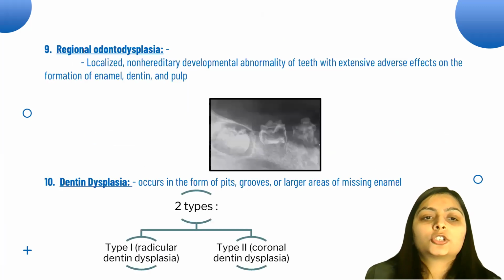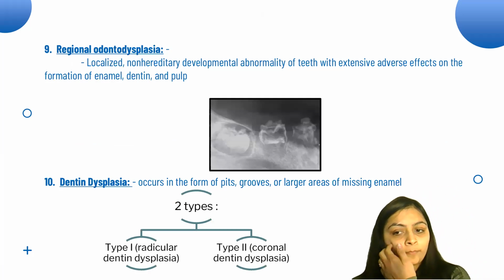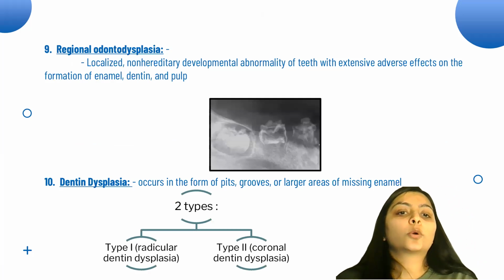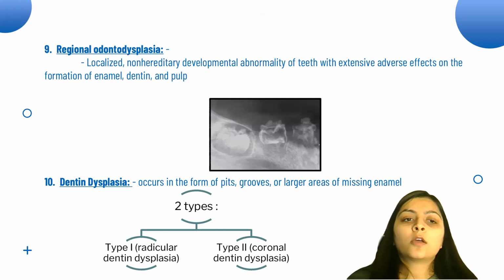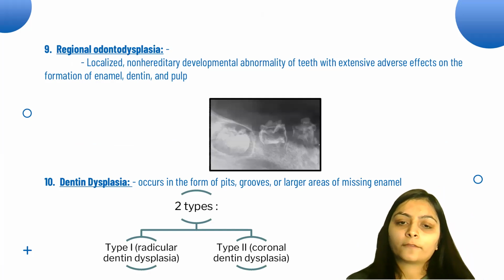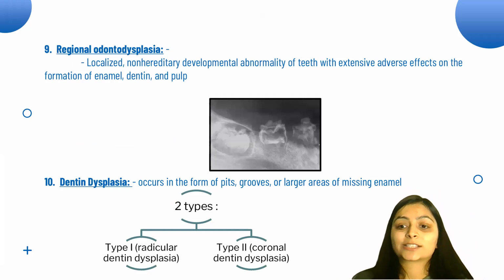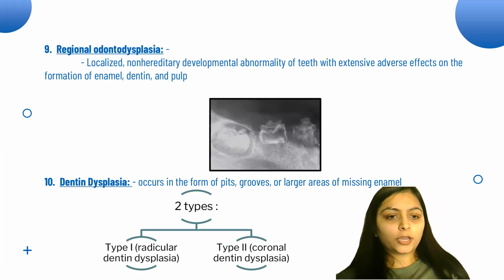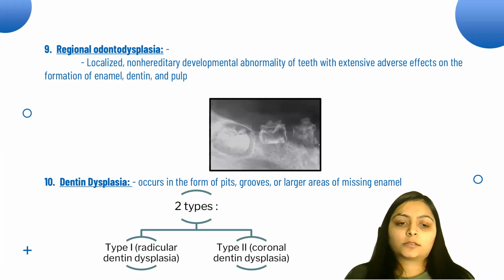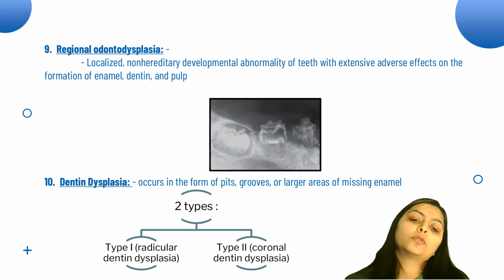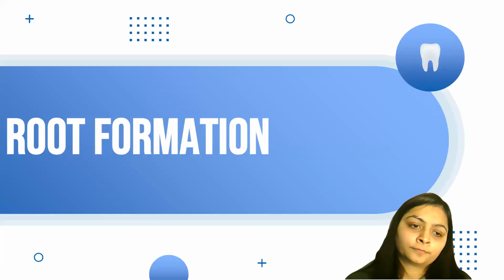Then proceed with regional odontodysplasia, also known as ghost teeth, a localized non-hereditary developmental abnormality of the teeth with extensive adverse formation of enamel, dentin, and pulp. You can hardly differentiate between enamel, dentin, and pulp on the radiograph. That's why it's known as ghost teeth. Dentin dysplasia is further divided into two types: type 1, radicular dentin dysplasia, and type 2, coronal dentin dysplasia.